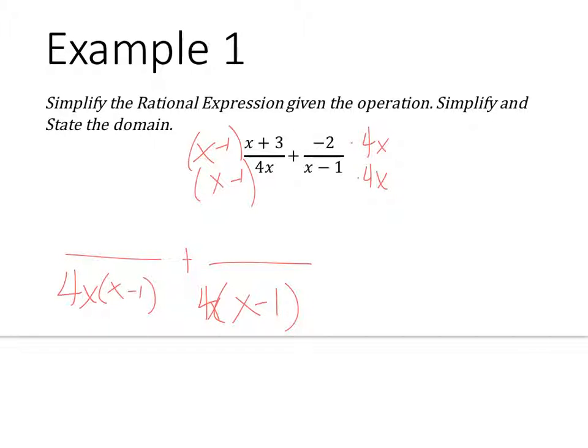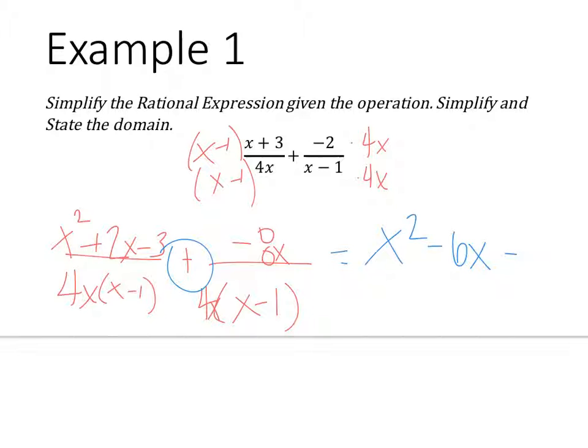When I distribute x minus 1 to x plus 3, that's going to give me x squared plus 2x minus 3. And then negative 2 times 4x is negative 8x. So remember, multiply the tops through, keep denominators factored. Here I combine like terms. X squared, remember this is an addition problem, so no changing the signs. I have x squared, 2x and negative 8x would make negative 6x, and then negative 3, all over 4x and x minus 1.